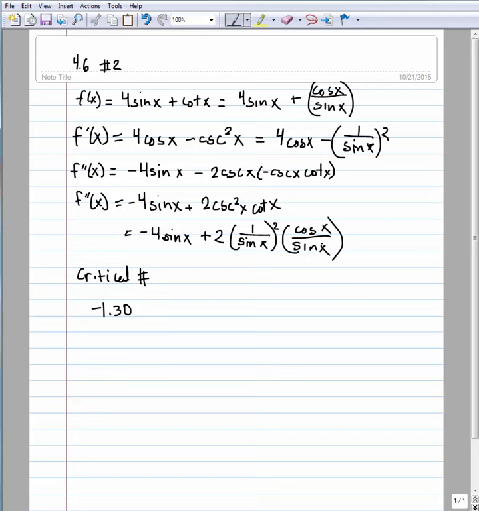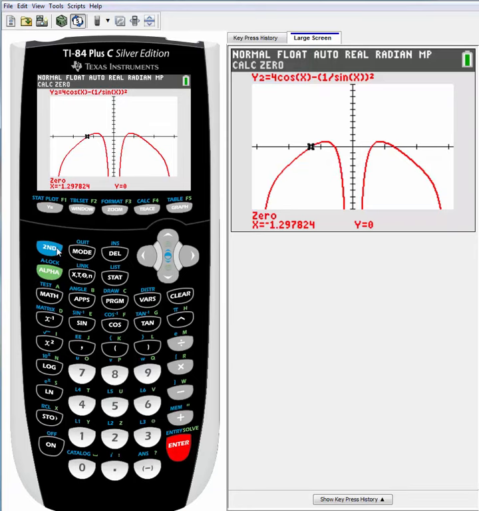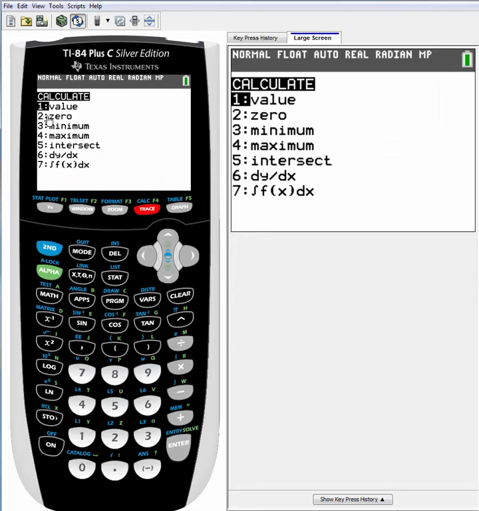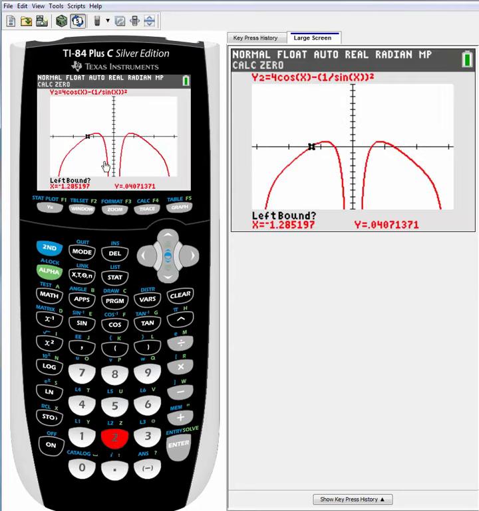Then we can go to the next one. Same thing, second calc. So now we go zero again, so that's the second one. Now we want to find this one here. So now I'm going to scroll. The left boundary will be to the left of that zero. So now I'm slightly to the left of it. Enter. Now it's asking for a right boundary, so move to the right of it. Enter. And it says that one is negative 0.58.